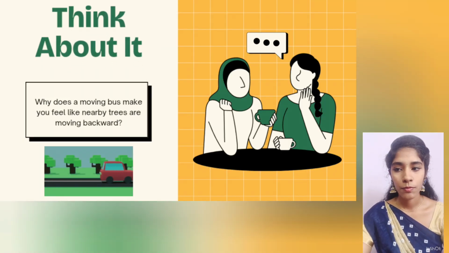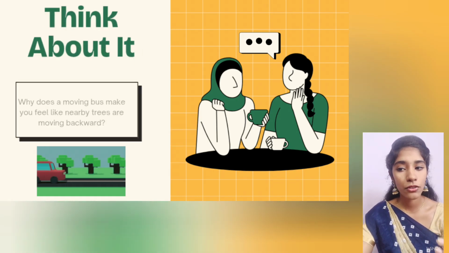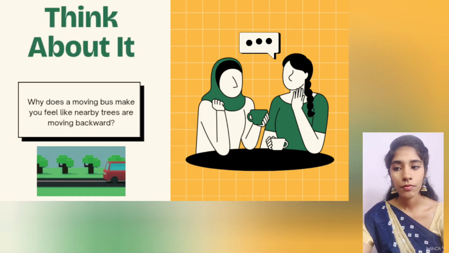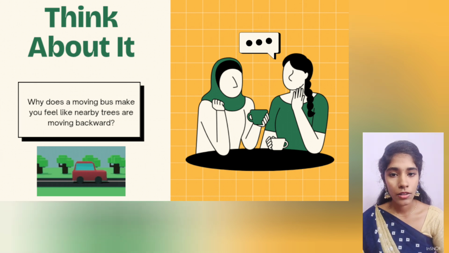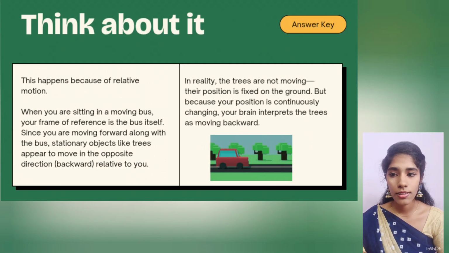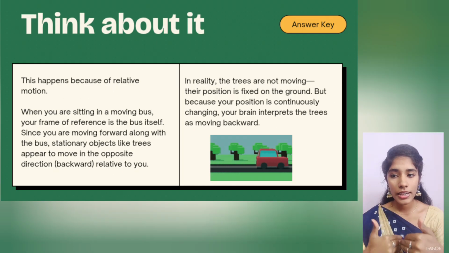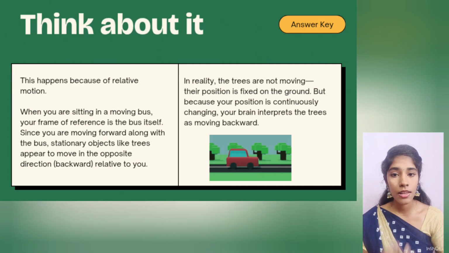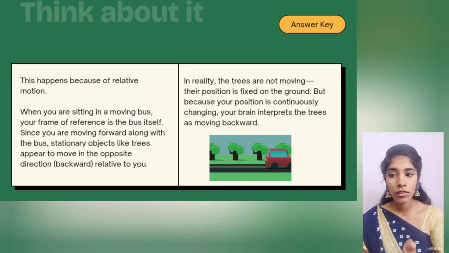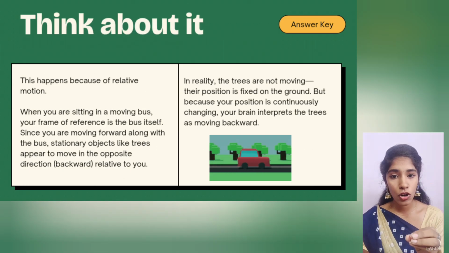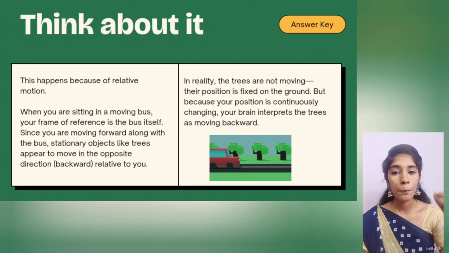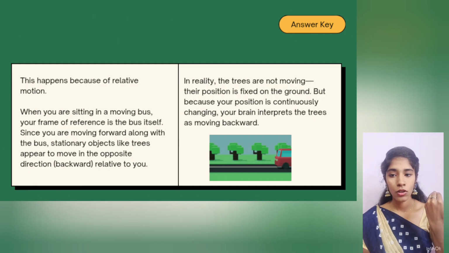So think about it. Why does a moving bus make you feel like nearby trees are moving backwards? Okay, did you think about it? Yes. So the answer for this is relative motion. When you are sitting in the bus, the frame of reference is the bus itself. Since you are moving forward along the direction of the bus, the stationary objects like trees appear to move in the opposite direction. Okay?